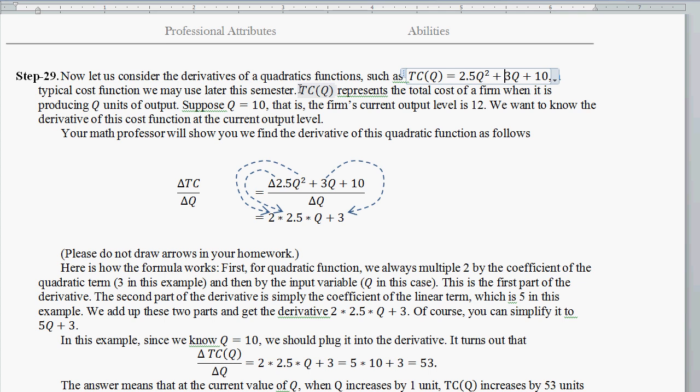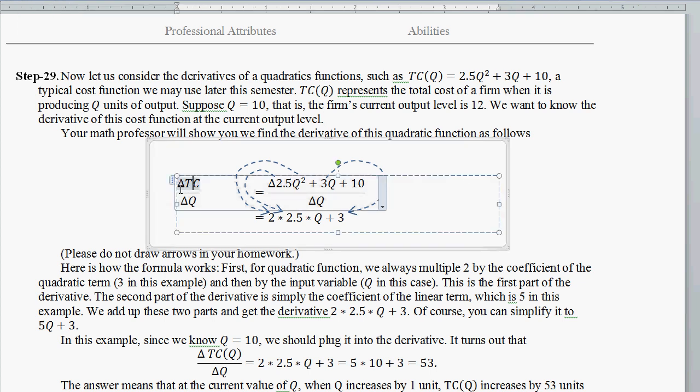Let's focus on the derivative here. In other words, when Q increases by 1 unit, how much will the total cost increase? That's a very realistic question, right? A very relevant question. When we increase the output, how much will the total cost increase? Yeah, that's a question we need to answer. Well, that's also a derivative question, because we're actually asking when Q increases by 1 unit, how much would the TC increase by? That's what we want to know, right?